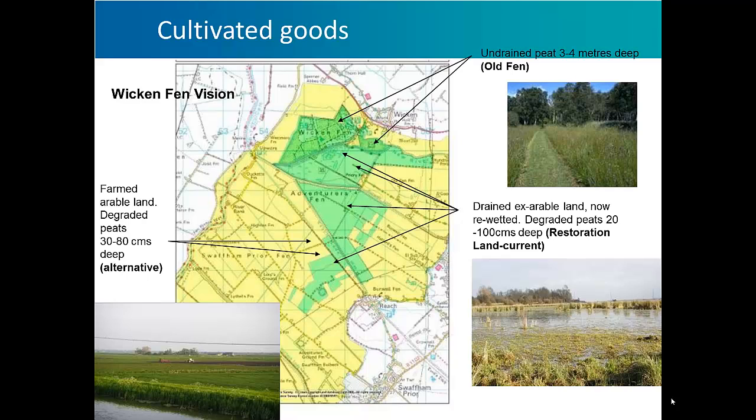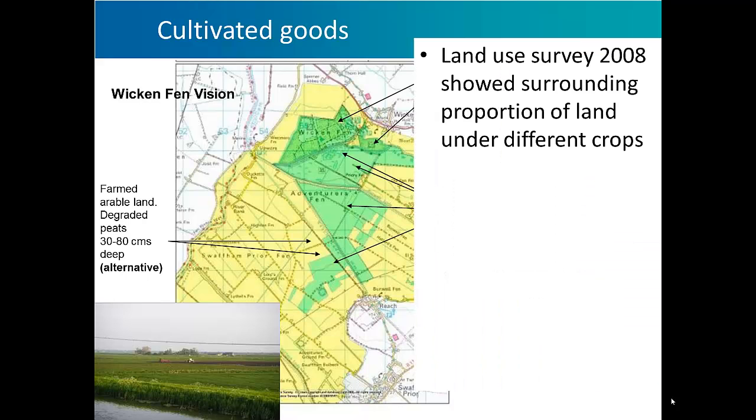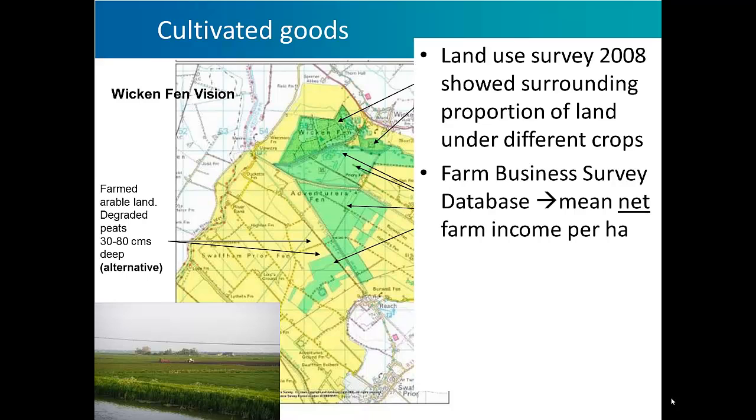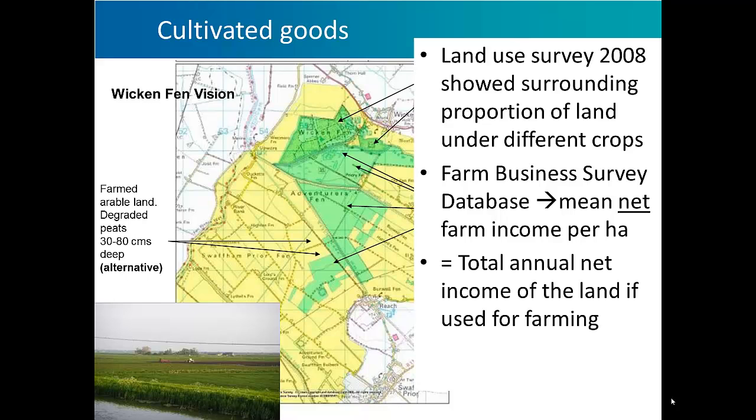And to get information on the crops, they actually used existing data. So there was a land use survey back from 2008 which showed the proportion of land under different crop types. There was a farm business survey database available for everywhere in the UK, which for this region provided net farm income values per hectare. And they were able to use this information to calculate the total annual net income of the land were it to be used for farming instead of restored to wetland. So in this case they didn't actually collect any primary data because there was a lot of good data already available.